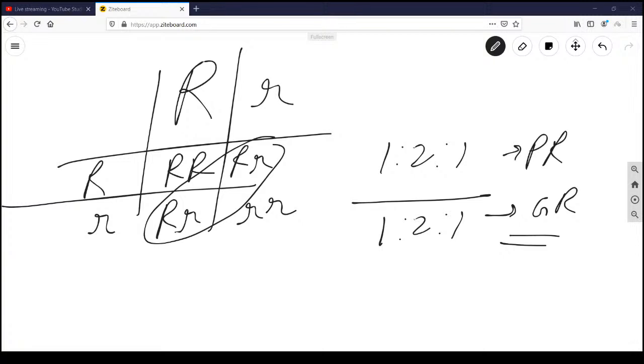Now select the incorrect statement from the following. Question number 53. Number one is galactosemia. Galactosemia is an inborn error of metabolism. So galactosemia is what? Galactose in the blood. We are looking for the incorrect statement.